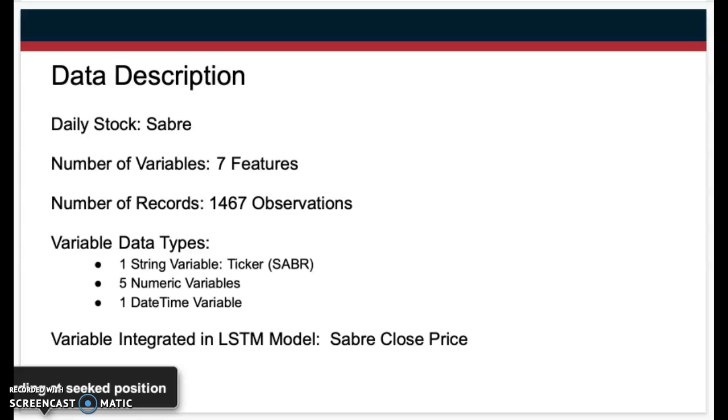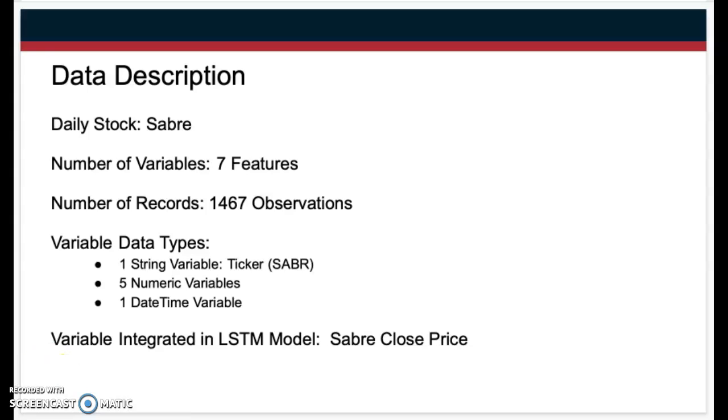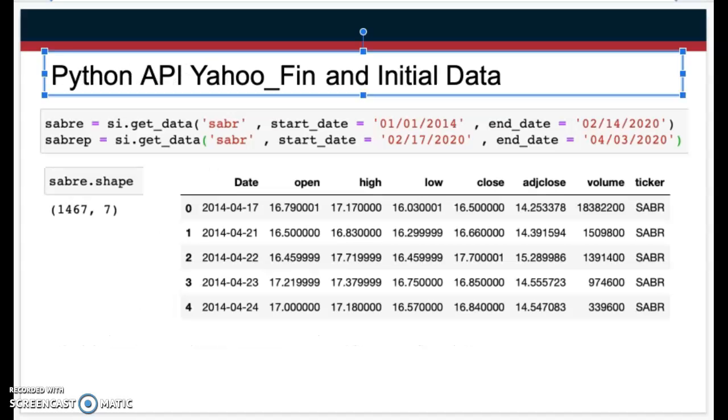Of the data types for each feature, one was a string that included the ticker label for Sabre. It included 5 numeric variables and then 1 datetime variable for each day that was recorded. The variable that was integrated in the LSTM model later in the project was just the Sabre raw close price, but we'll do a quick EDA of all 7 variables.